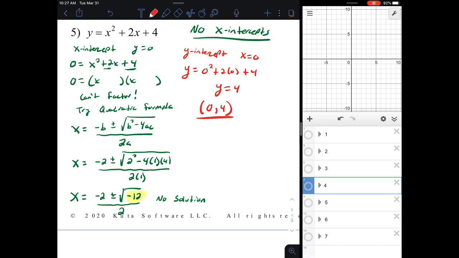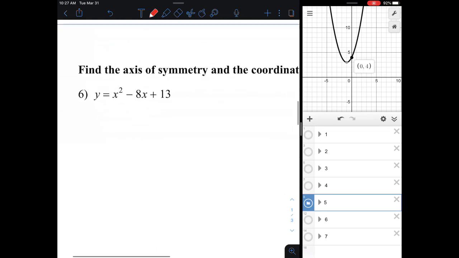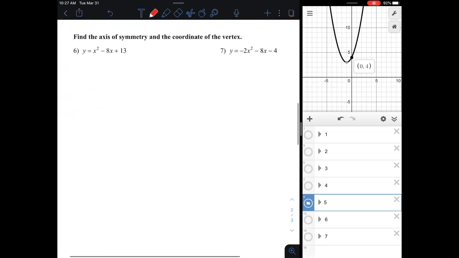So let's look at what's going on here graphically. I pull up the graph here of number 5, and I see this parabola. It opens upward, but it does not cross the x-axis anywhere, and it crosses the y-axis at 4. All right, let's go to number 6. So this next problem set, when trying to find features of quadratics, we want to find the axis of symmetry and the coordinate of the vertex.